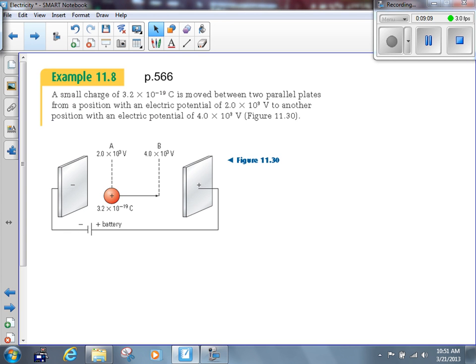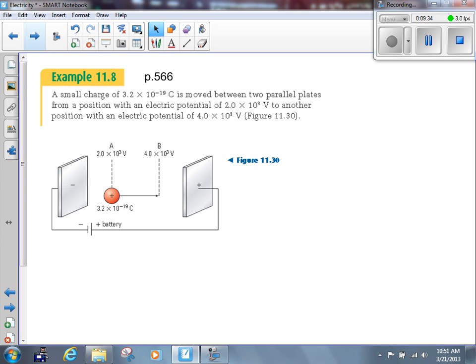566. This one looks a little bit tougher. We get this diagram that's a bit confusing here. It says a small charge of 3.2 times 10 to the minus 19 coulombs is moved between two parallel plates from a position with an electric potential of 2,000 volts to another position with an electric potential of 4,000 volts. And we don't seem to be asked a question here.